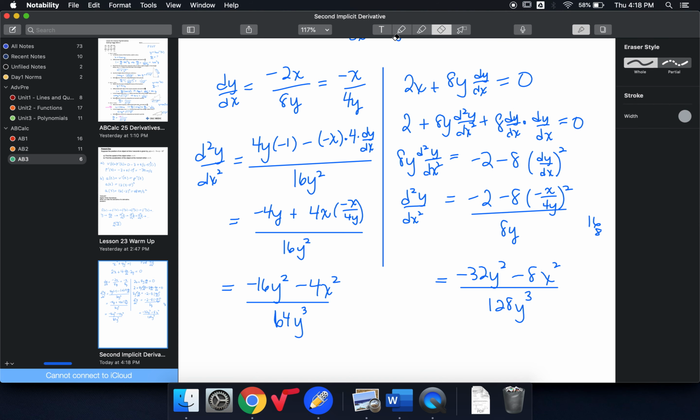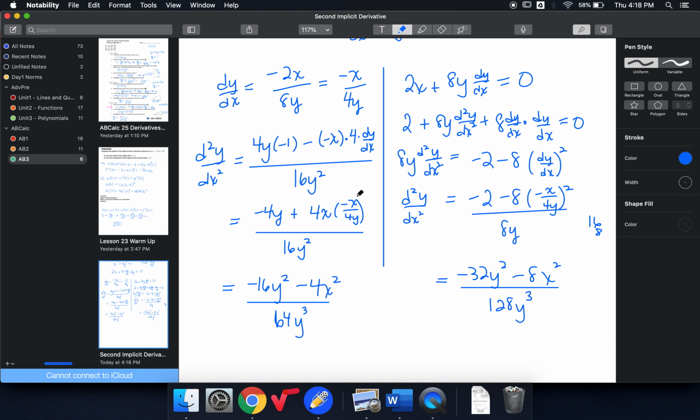And if we did, these two things would be equivalent to each other, because both of these I could divide out a 4. Both of these I actually could divide out an 8. So in the end, I would get the same thing and I would have my second derivative.